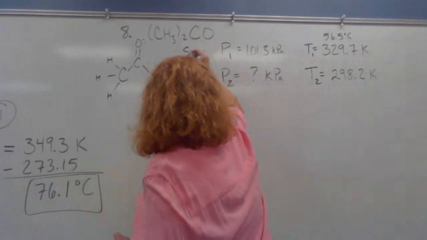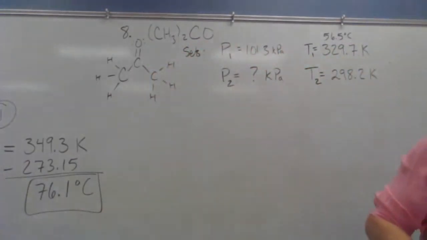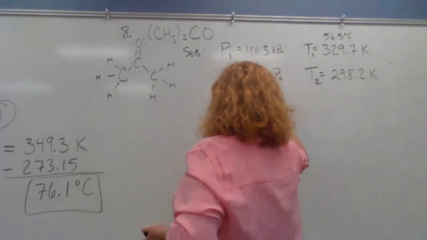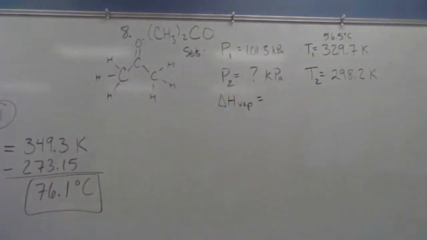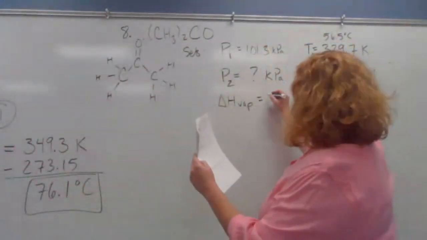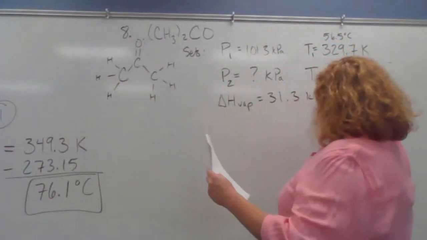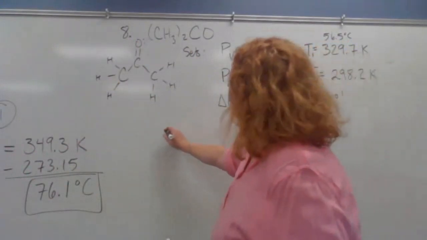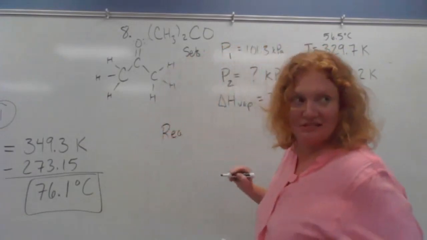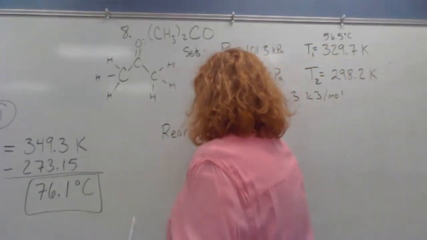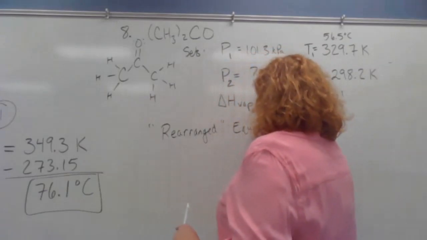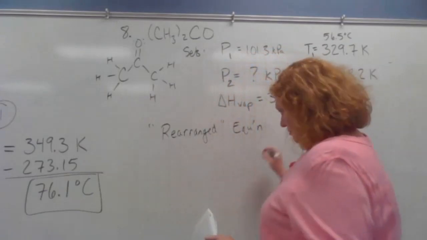So again, I want to see what you are using for your data sets. Yes, you can write down the delta H of vaporization for yourself. I don't need you to because it's right there in the problem, but if you want to, that's fine. Okay. And now give me that rearranged, if you need to rearrange it. What's going to be the easy thing to do because we're solving for a pressure?